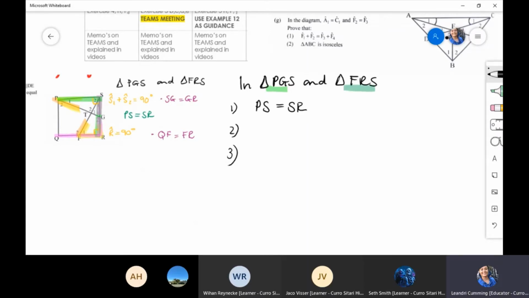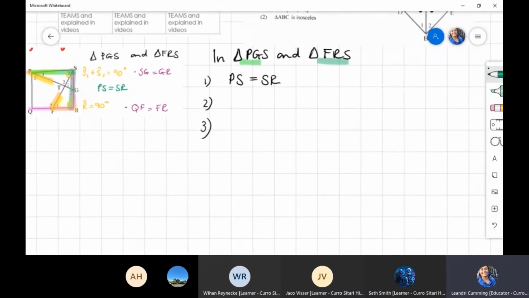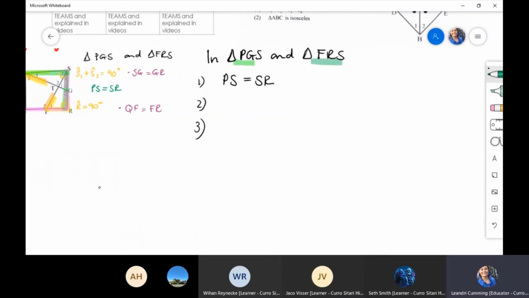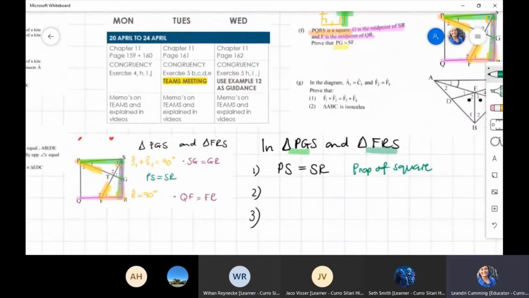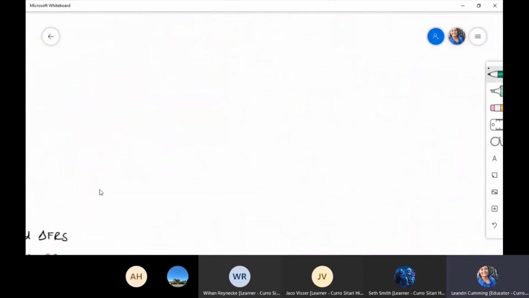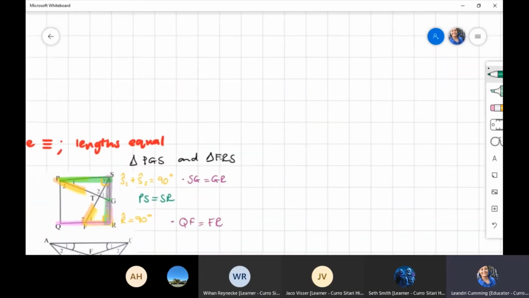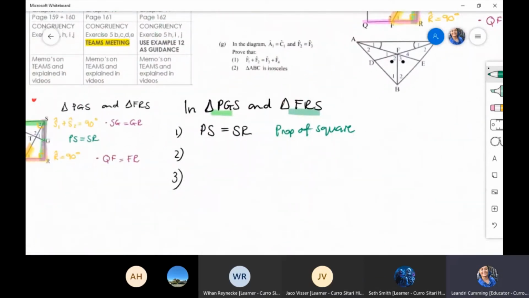And I'm going to make the statement based on the sides that are equal in length, properties of a square. So properties of square, the square that's been given is PQRS. Properties of square PQRS allows us to then say that PS is equal to SR.